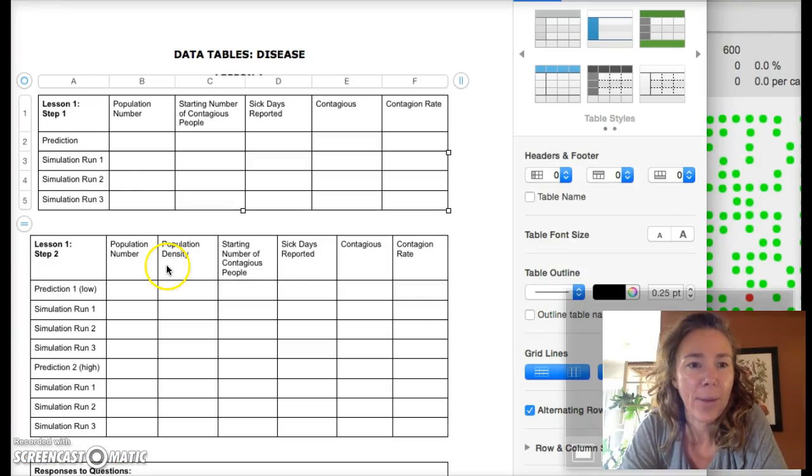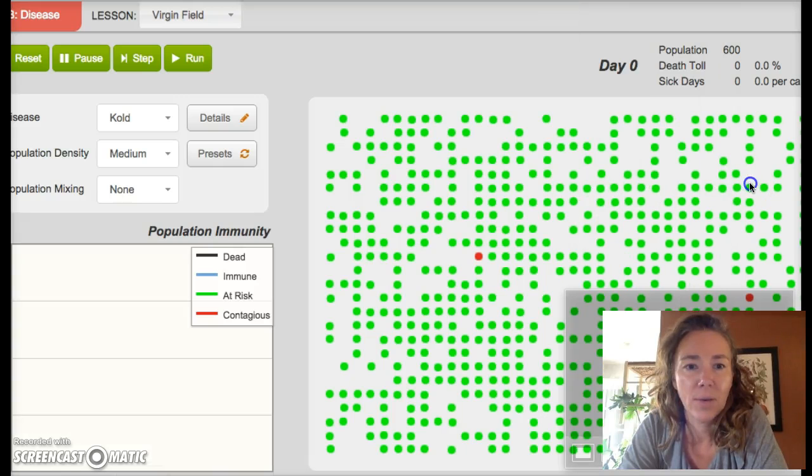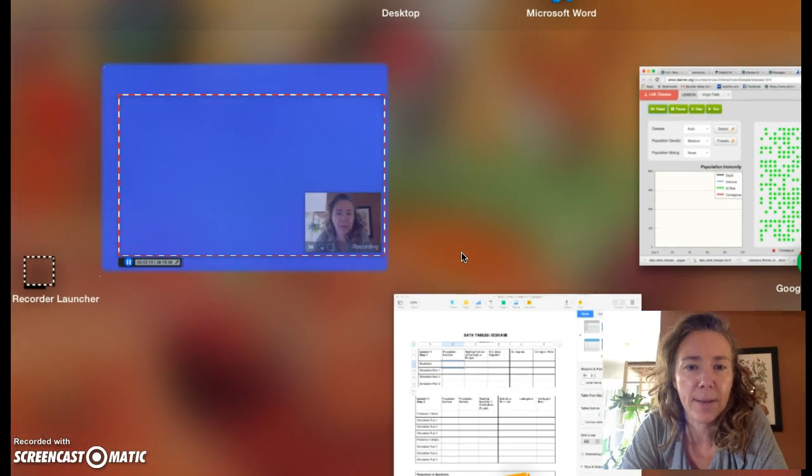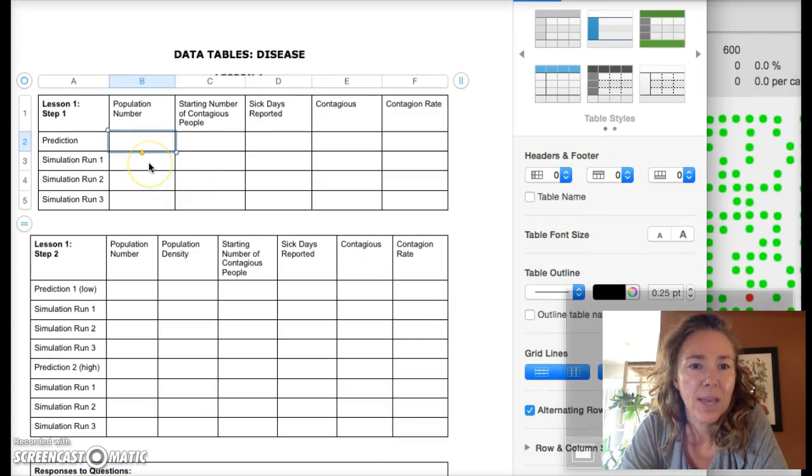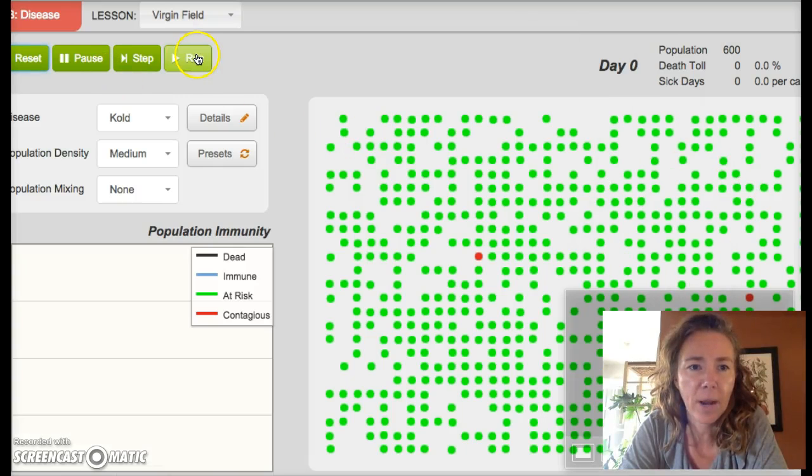Where's my data table? Here we go. So I'm going to make a prediction. Population number: well, I already know there's 600 people, but I want to know, out of 600, the starting number of contagious people. Okay, I can already see it's 2. And there's 0 sick days. And when I'm done, what's my prediction? I don't know. Maybe half of them are going to be contagious, 3/4 of them, we're not sure. So let's run the simulation. We're going to run it 3 separate times and write our data here. We just have to make our prediction once.